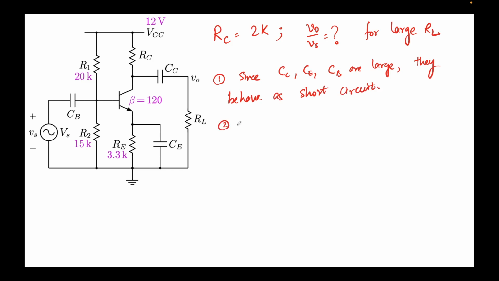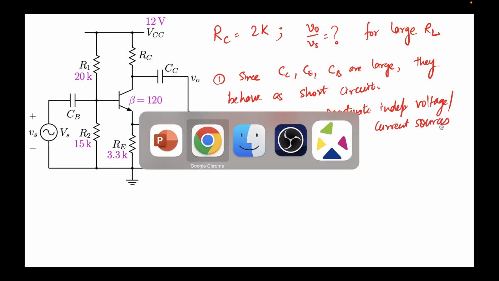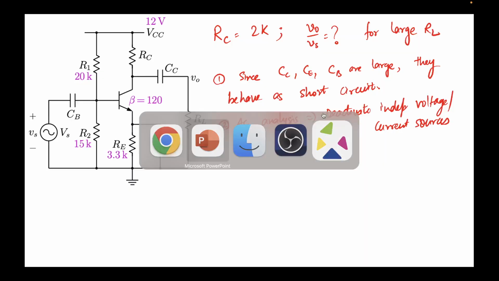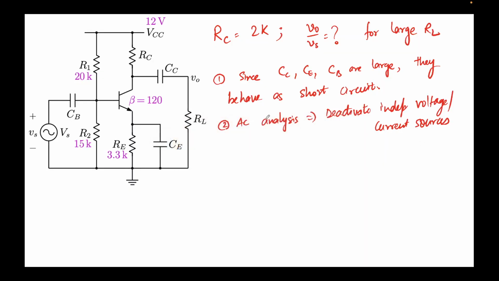Second thing, we know AC analysis implies that we deactivate independent voltage or current sources. So we deactivate all the independent voltage and current sources when we are talking about the AC analysis. Taking these two pieces of information, let's redraw this very circuit.